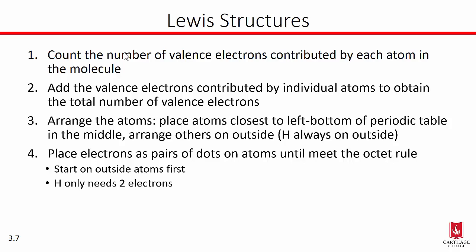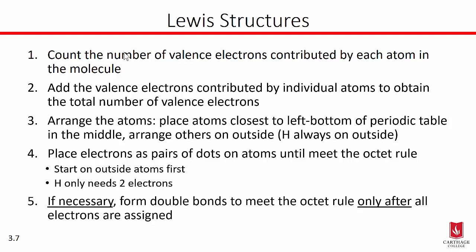And then after step 4, only if we need it, we're going to form what we call double bonds. Okay, this is where we start to share more than one pair of electrons between atoms. We only form double bonds or multiple bonds if we need them to meet the octet rule, and only after all the electrons have been assigned.